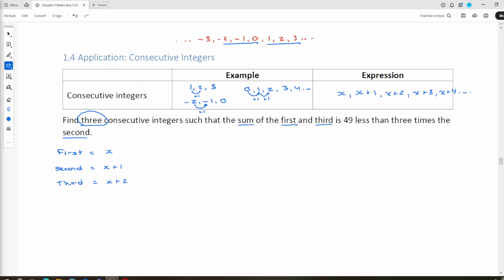All right, so now that we've read the question, we've identified what type it is, and we've defined our variable, we have to write an equation in terms of this one variable. So here we go. The sum of, what does the sum mean? Well, the sum means the answer to an addition question. So the sum of the first and the third integer. The first integer is x. The third integer is x plus 2. So this would be the sum of the first and the third. Now, the sum of the first and the third is, as soon as you see the word is, you're going to put an equal sign.